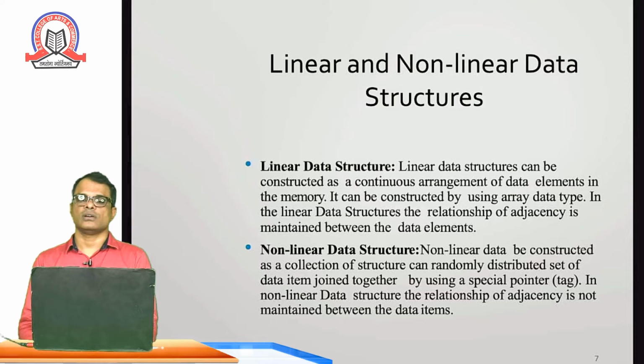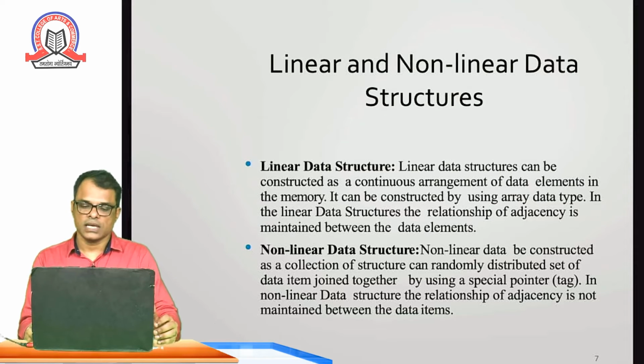Non-linear data structure, of course, as the name suggests, is non-linear. A non-linear data structure can be constructed as a collection of randomly distributed set of data items joined together by using a special pointer tag. In a non-linear data structure, the relationship of adjacency is not maintained between the data items. So here the relationship between adjacent data items is not maintained, and we can call it a randomly distributed set of data items joined together.